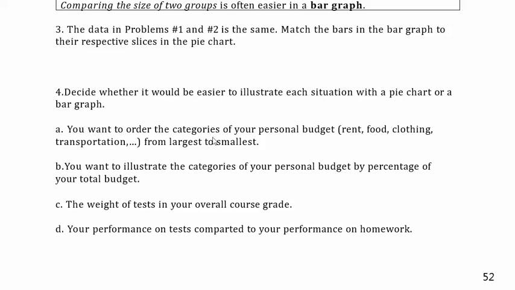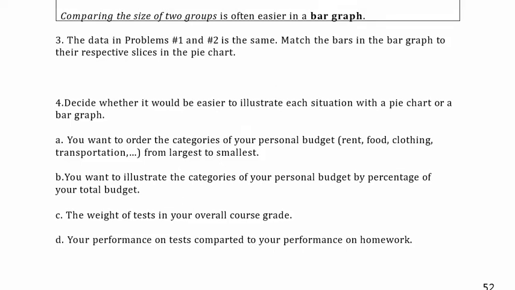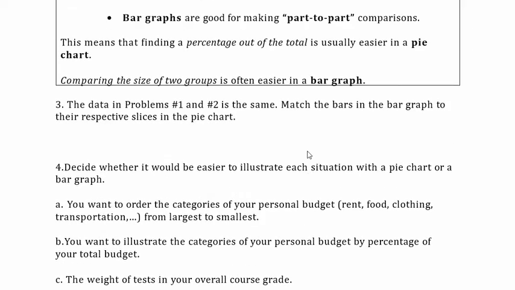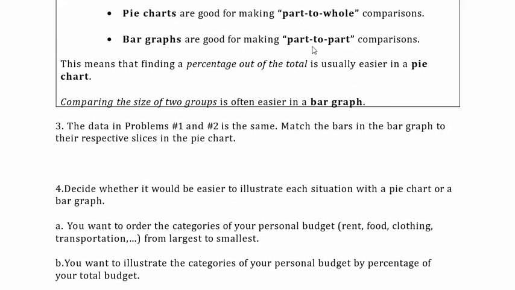You want to order the categories of your personal budget: rent, food, clothing, transportation, from largest to smallest. So here we're comparing part to part, the part of our budget to some other part of our budget. All right, so if we're doing part to part, bar graphs are the way to go. So I would choose a bar graph for this one.